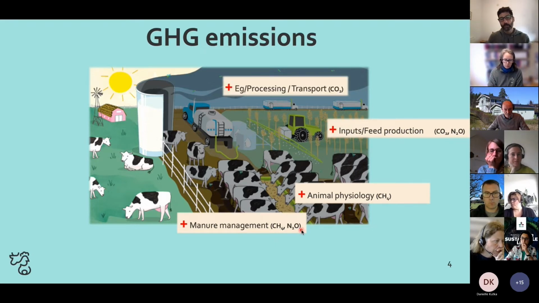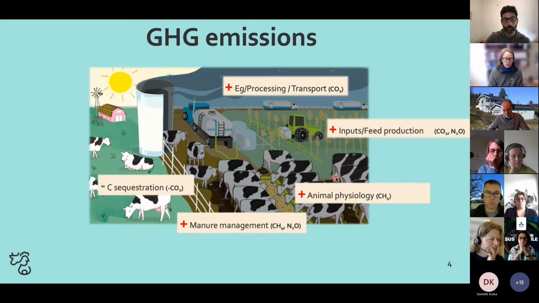And then there is another category in which we can include the use of energy for different purposes in the farm, outside the farm, processing of some of the products, transportation, etc., and they generate CO2. So these are, in very general terms, the four main categories that contribute to the emissions of greenhouse gases, but we can also consider another category that can actually reduce those emissions through carbon sequestration.